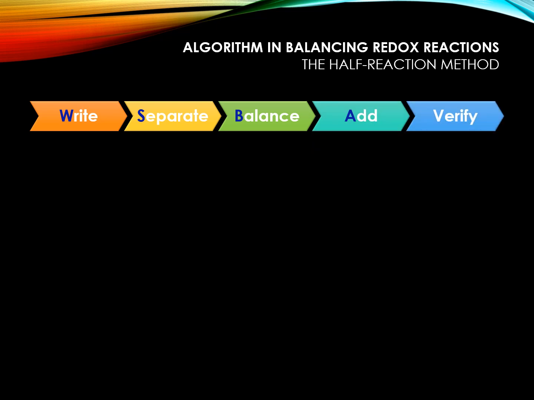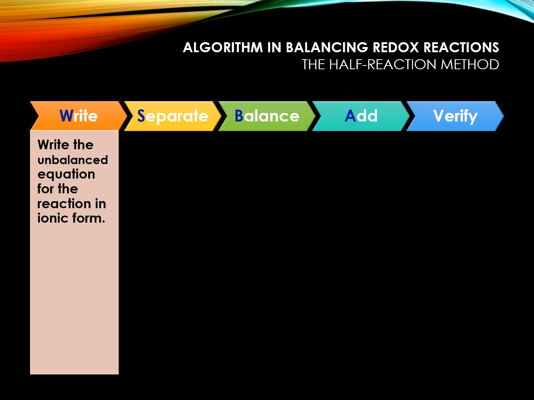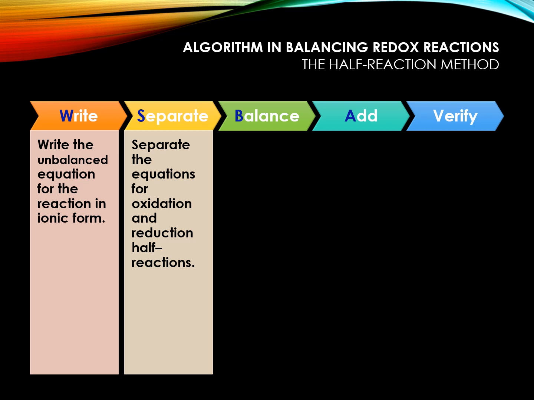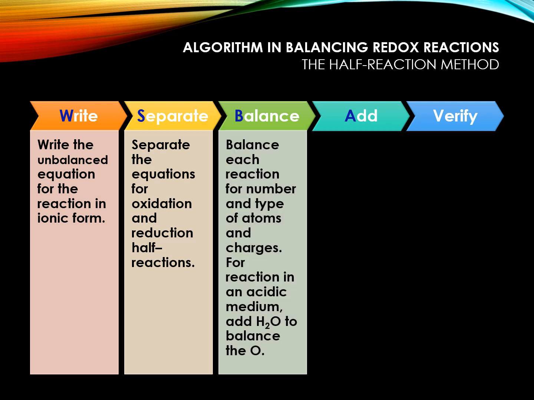First, write the unbalanced equation for the reaction in ionic form. Second, separate the equations for the oxidation and reduction half reactions like what I discussed earlier. Third, balance each half reaction for number and type of atoms and charges. You balance all elements but do not include yet hydrogen and oxygen. In acidic medium, add water to balance oxygen and use hydrogen positive ion to balance hydrogen.